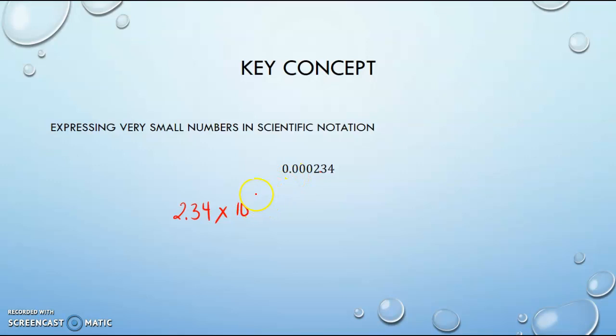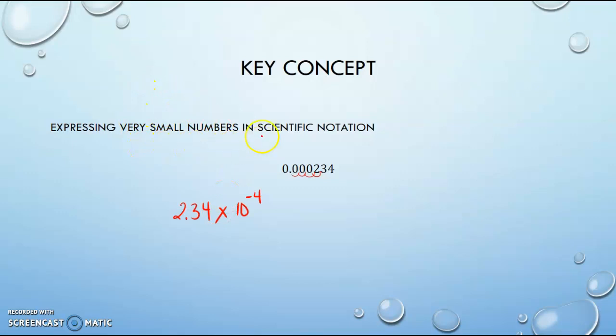And then to know what my power is, I'm going to count the number of decimal moves. So 1, 2, 3, 4 decimal moves. And because it's a decimal, a very small number, our exponent is going to be a negative. So if you remember our table from 4.1, the smaller our number got, or the further it became a decimal, then we ended up with negative exponents to describe our number.